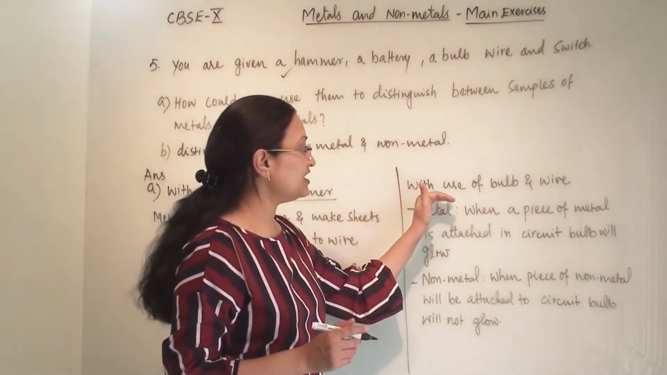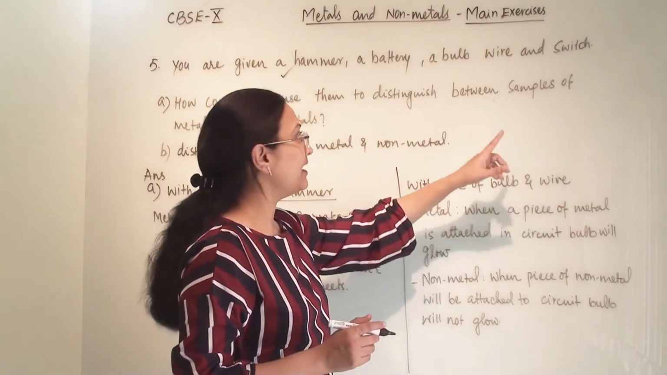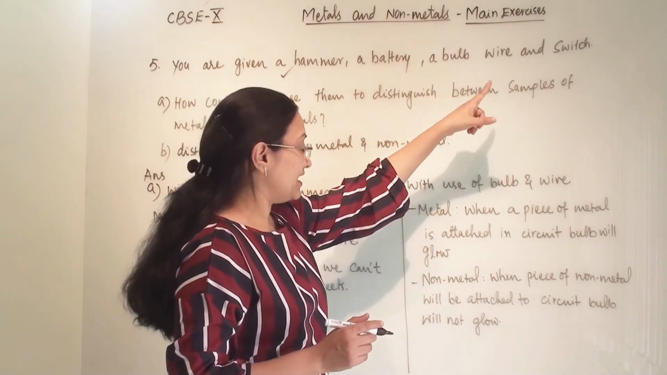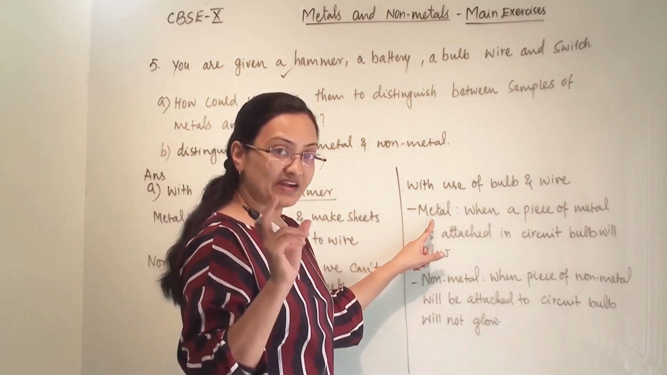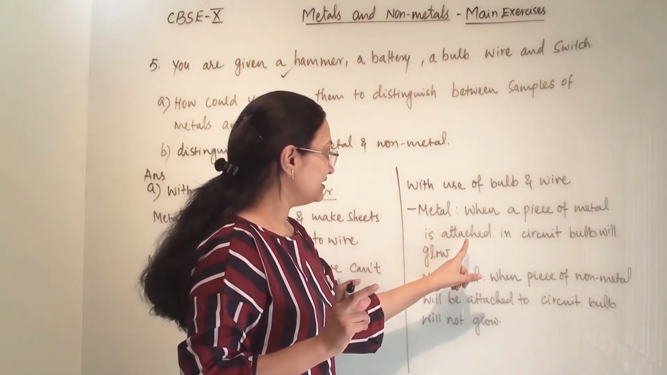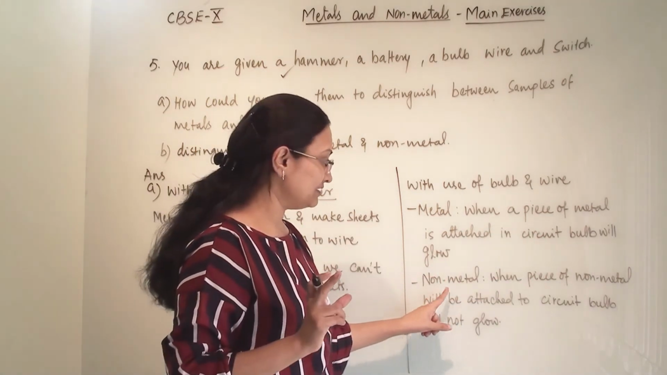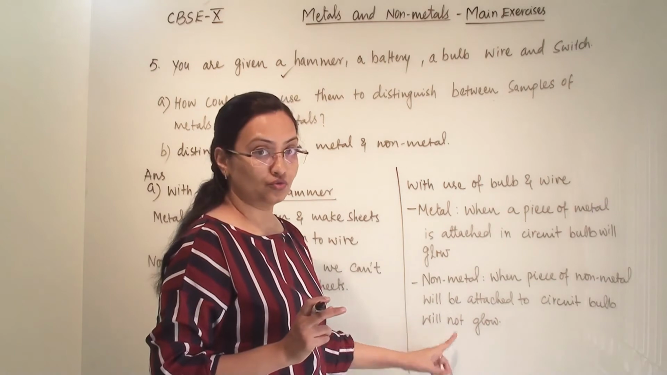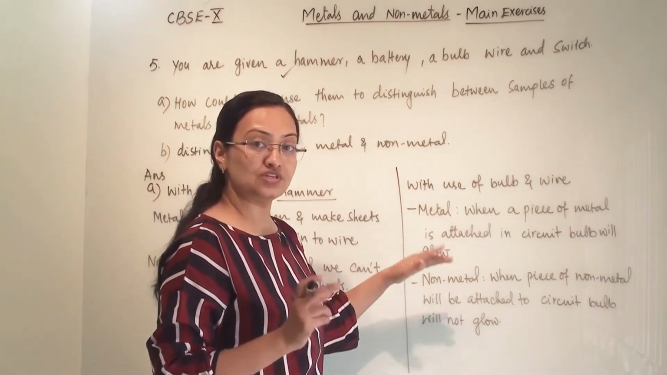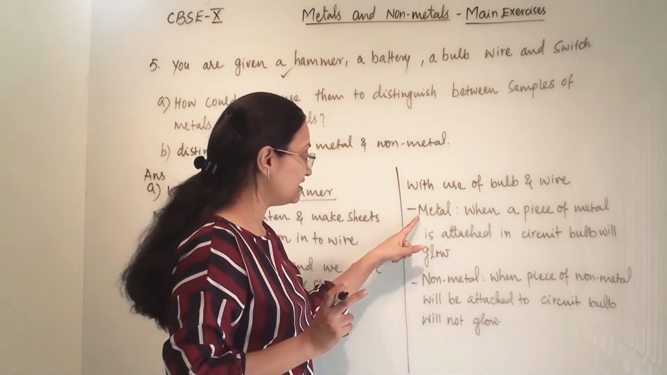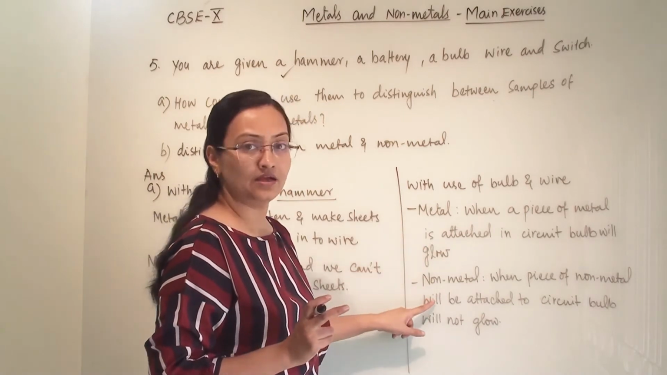Now when we are using the bulb, wire, battery and switch, when we attach a piece of metal, the bulb will glow, and when we attach a non-metal, the bulb will not glow. So like this, using a complete circuit, we can differentiate between metal and non-metal.